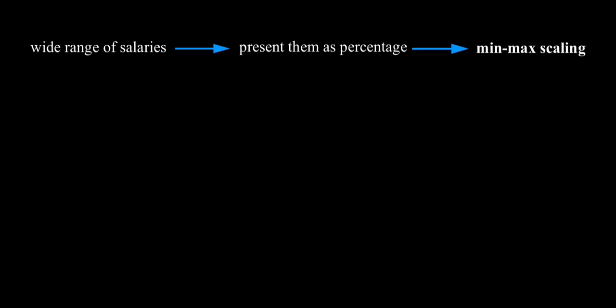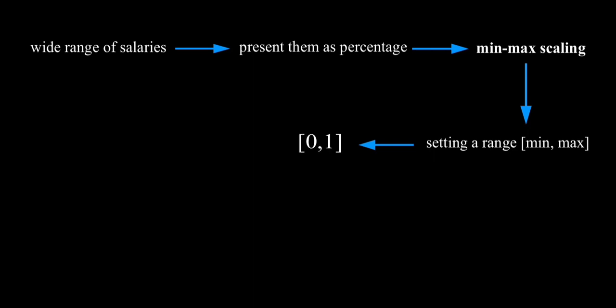Another example, if we have a wide range of salaries and we want to present them as percentage. In doing so with minimum-maximum scaling, you are setting a range for your data of selected minimum-maximum range, let's say 0 to 100 or 0 to 1, where 0 is the minimum and 1 is the maximum.